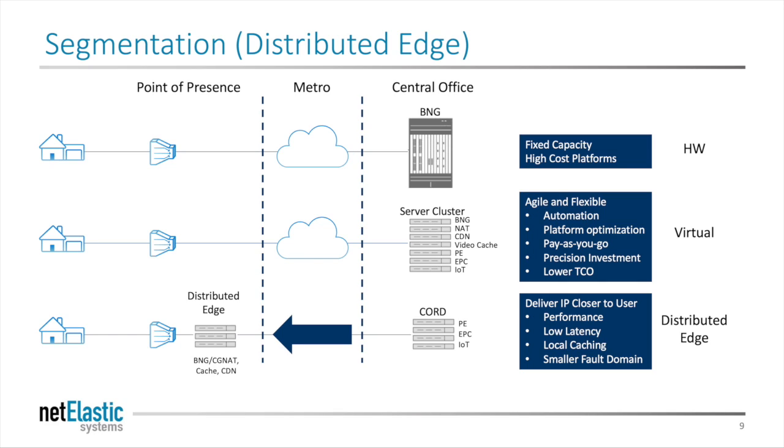By moving the BNG functions to the edge, you gain some powerful advantages such as better performance, lower latency, reduced traffic in the metro ring, local content caching, isolated fault domains, a smaller attack surface, and more. All of these serve to provide a better subscriber experience at lower costs.